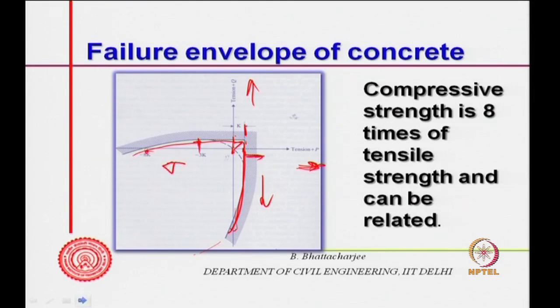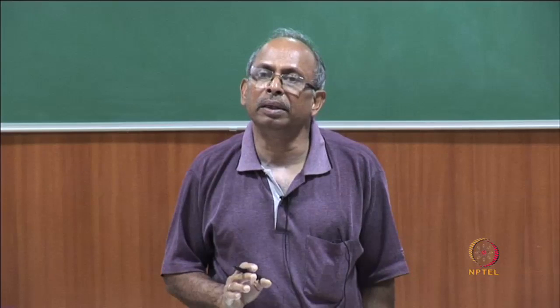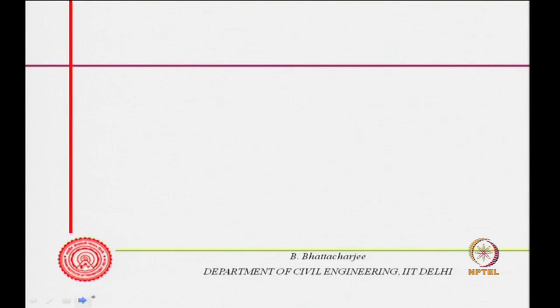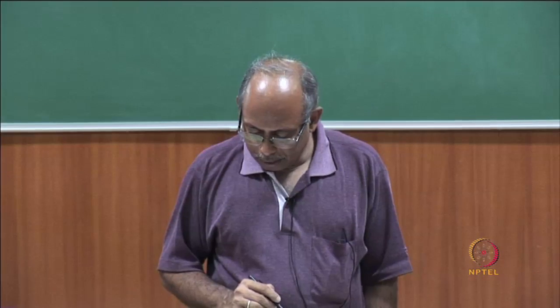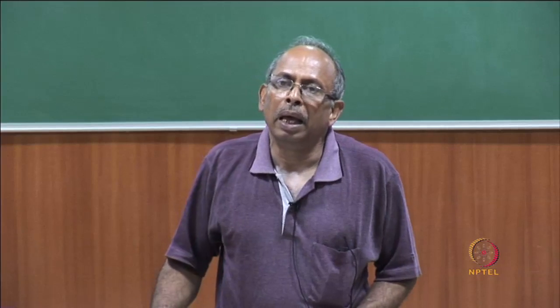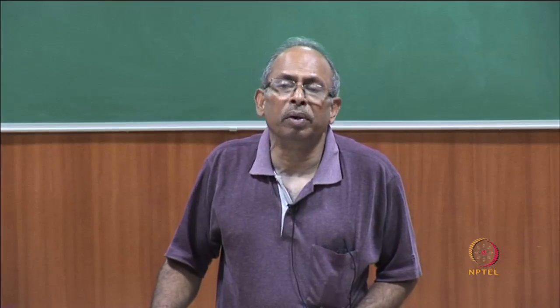What we see is that compressive strength is around 8 times the tensile strength, and therefore a relationship can exist between the uniaxial tensile strength and uniaxial compressive strength. So, one can look into this. Now, we measure tensile strength in two different ways actually. We will discuss this in the next lecture.